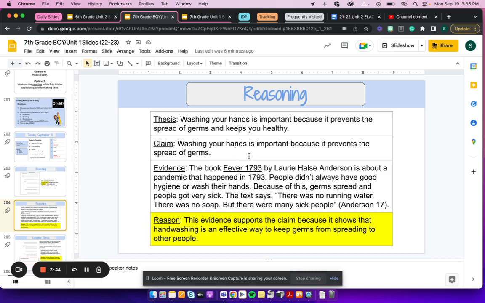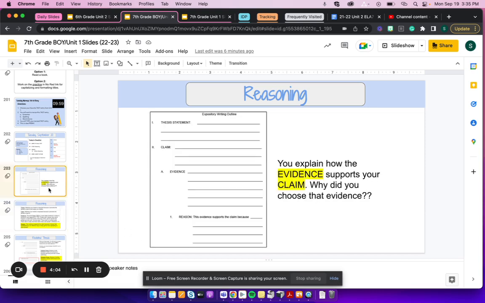So the reasoning is your own words. You are not copying anything from the text for the reasoning. You are explaining in your own words how the evidence supports the claim. Don't just repeat what you've already said, but analyze the evidence. Explain the evidence and why you chose that evidence. So that's what you need to work on first, is add a reasoning both on the front of your paper and on the back of your paper.